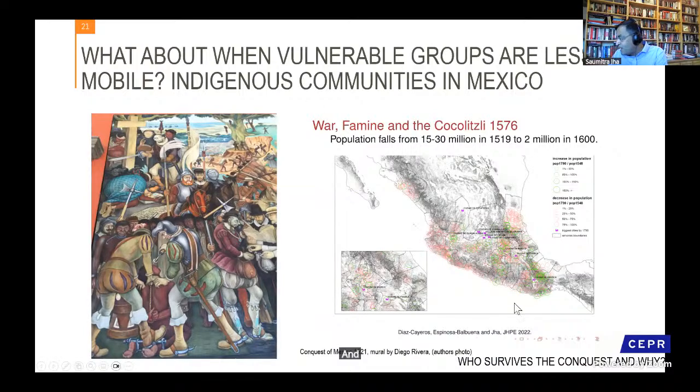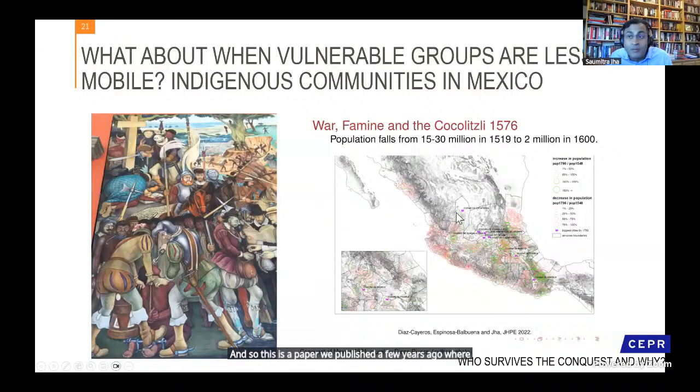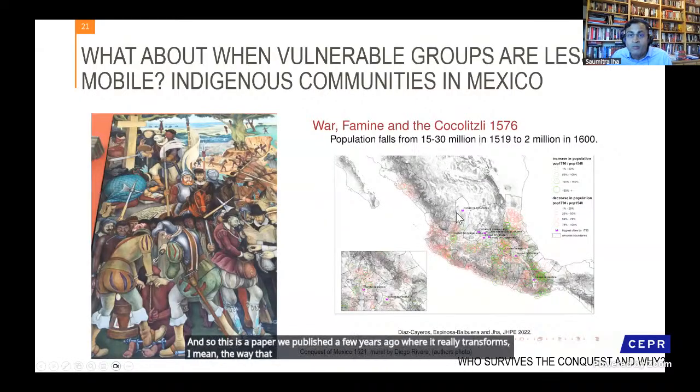This is a paper we published a few years ago, and at least to me, it transforms the way I think about Mexican politics and history as well. The green circles show you where the populations actually increased in the colonial period. The red is where they decreased or in fact were wiped out.